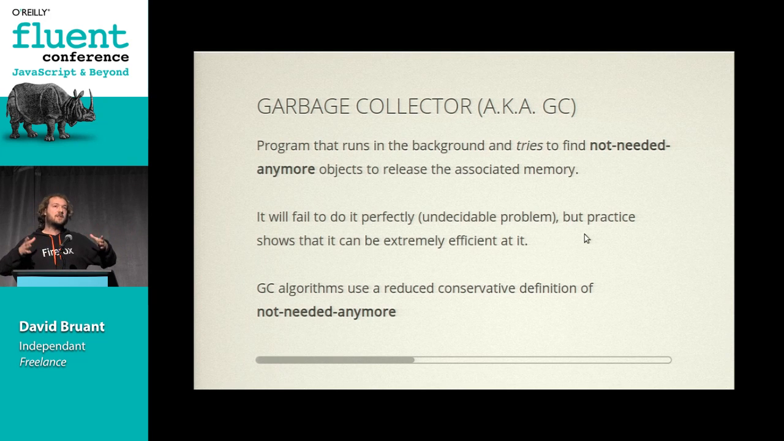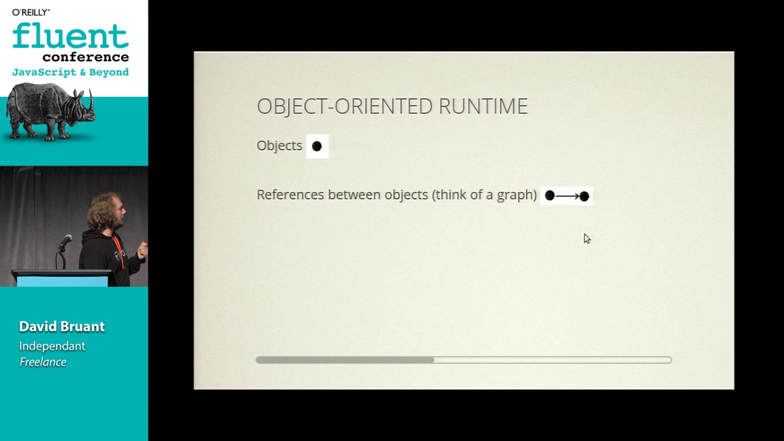And I would define a garbage collector algorithm by its definition of what "not needed anymore" means. So just for a visual vocabulary, I'll be talking about objects, which I'll represent as a dot or circle, and references between objects. So you have two objects, and you have a reference, which is an arrow. And objects and references naturally form a graph of objects connected to one another.